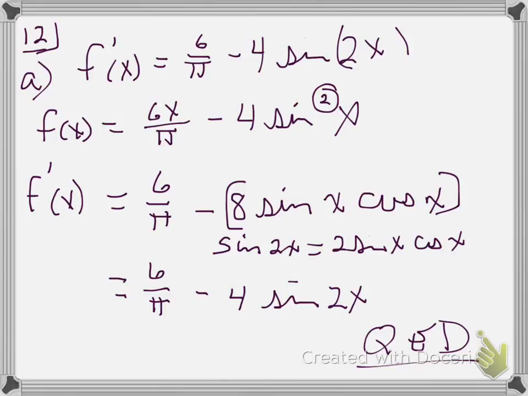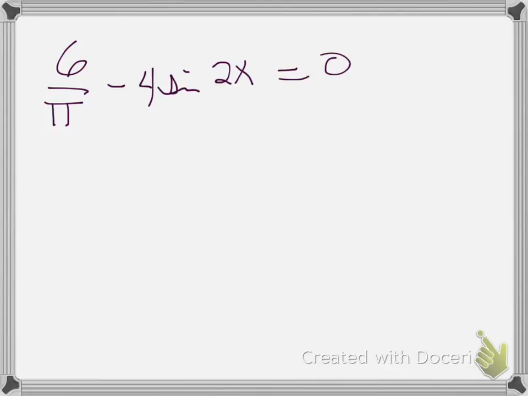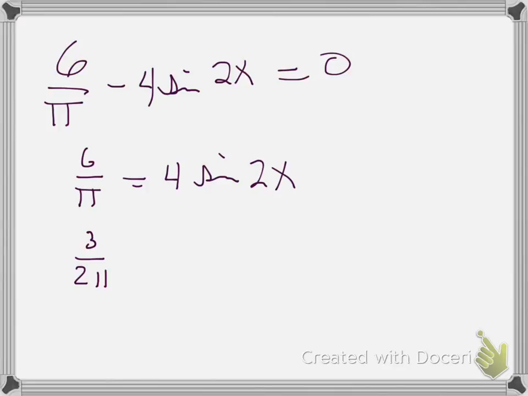So if Rolle's theorem applies, Rolle's theorem does indeed apply here. So this becomes a matter of taking 6 over pi minus 4 times the sine of 2x and setting that equal to 0, or 6 over pi equals 4 times the sine of 2x. If we divide by 4 we get 3 over 2 pi equals the sine of 2x.